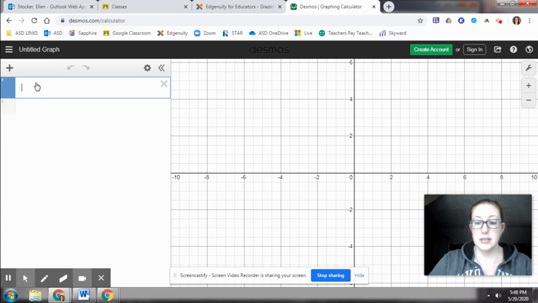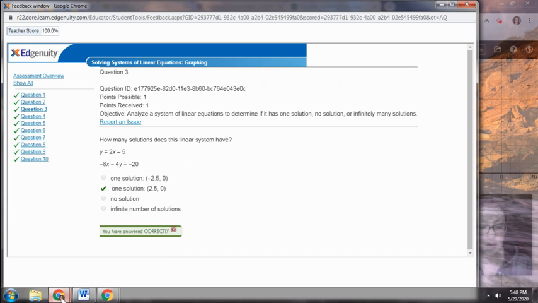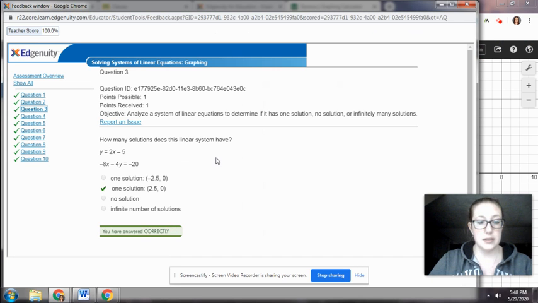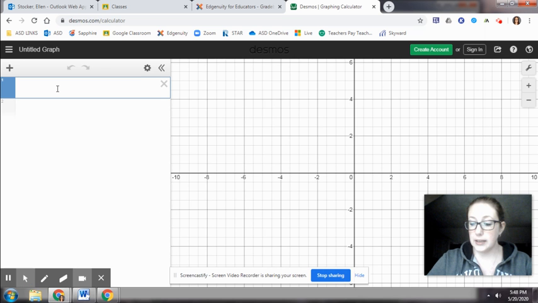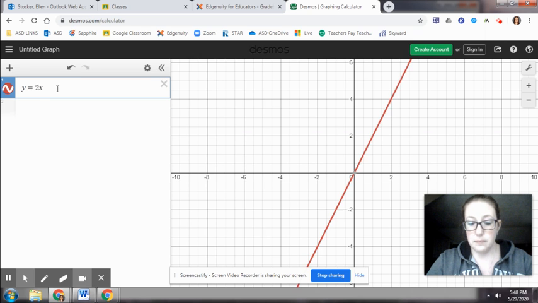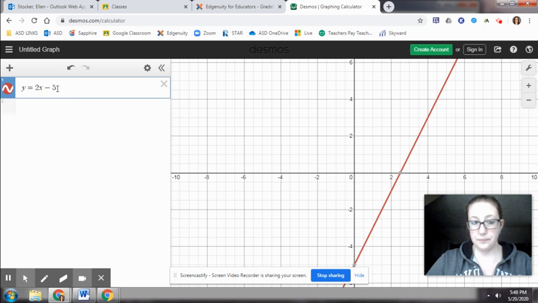So then you just take your two equations. I'm looking at number 3. How many solutions does this linear system have? And it gives me two equations. All I'm going to do is type them into the graphing calculator. So the first one is y equals 2x minus 5. There's that line.